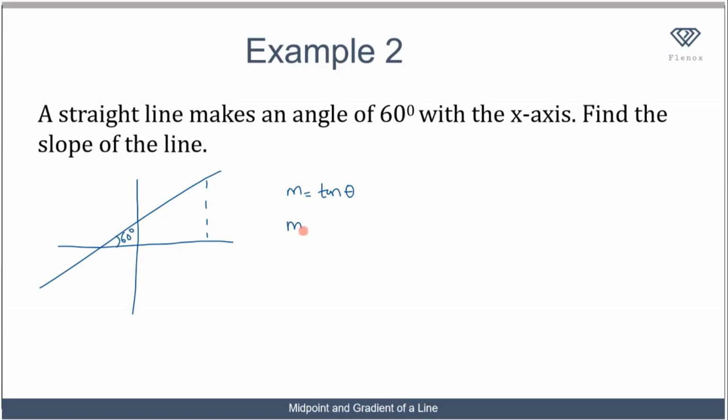So my slope in this case will just be equal to tan 60, and the value of tan 60 is root 3, or if you want to write it out in decimal, you can write it as 1.732. So the slope of this line is root 3 or 1.732. So that pretty much sums up the procedure of finding the midpoint of a line and the procedure of finding the gradient of a line.